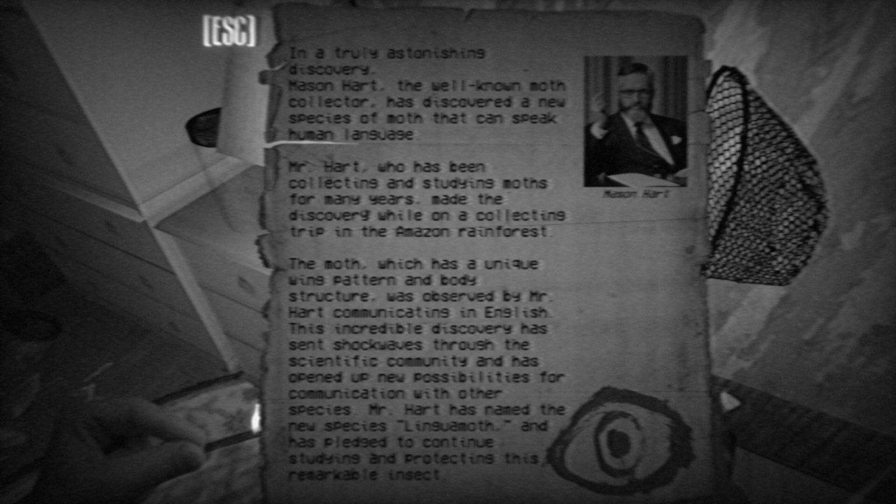In a truly astonishing discovery, Mason Hart, the well-known moth collector, has discovered a new species of moth that can speak human language. Mr. Hart, who has been collecting and studying moths for many years, made the discovery while on a collecting trip in the Amazon rainforest. The moth, which has a unique wing pattern and body structure, was observed by Mr. Hart communicating in English. This incredible discovery has sent shockwaves through the scientific community and has opened up new possibilities for communication with other species. Mr. Hart has named the new species lingua moth, and he has pledged to continue studying and protecting this remarkable insect.